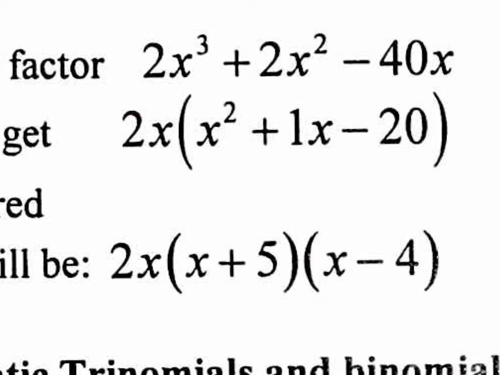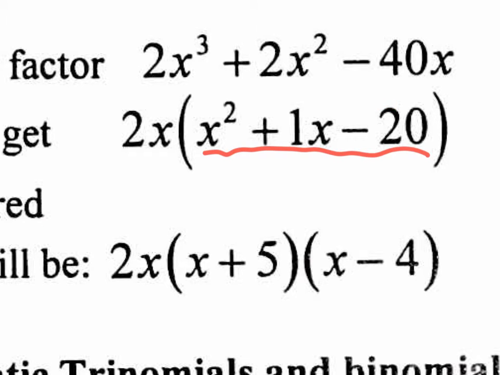Now, when you pull out a 2x from the first term, it's going to be an x squared. When you pull out a 2x from the second term, you're just going to have a 1x left. You don't even need to put the 1. You could just put x. When you pull out a 2x from negative 40x, you're going to have a negative 20x, and that's it. Now, the thing is, if you look at the inside of the parentheses, you could continue factoring, because this is a quadratic trinomial, x squared plus something x with the number at the end.